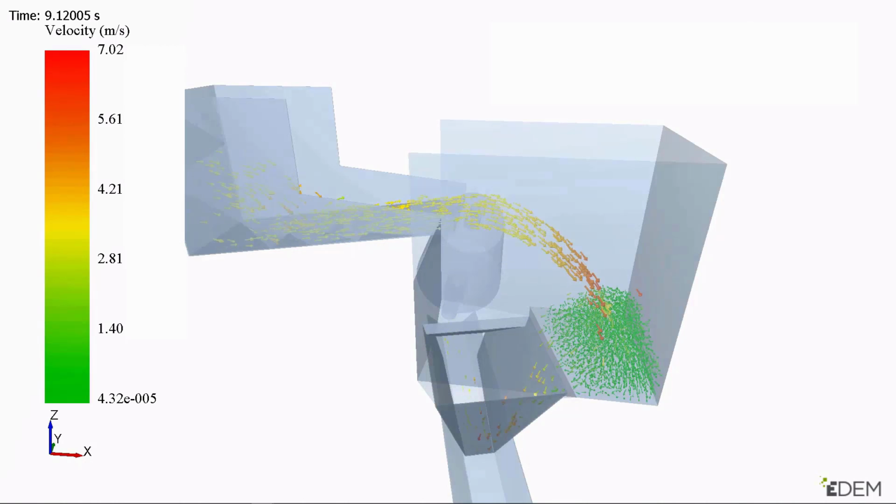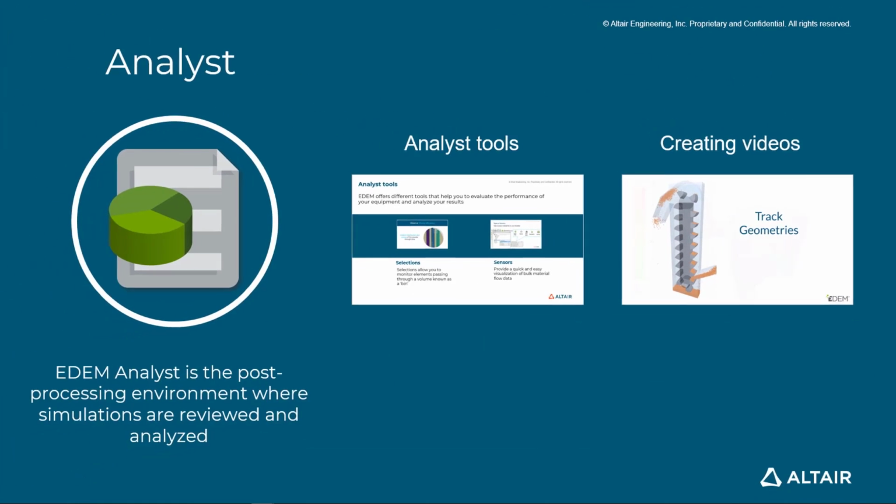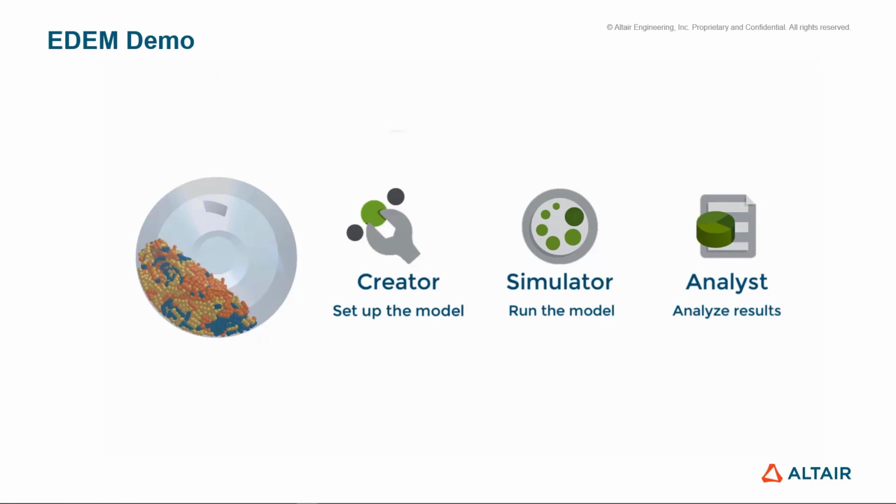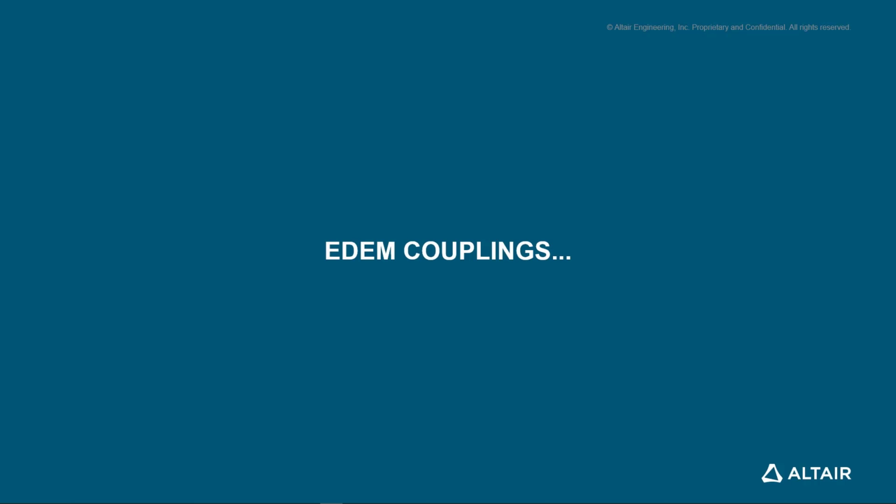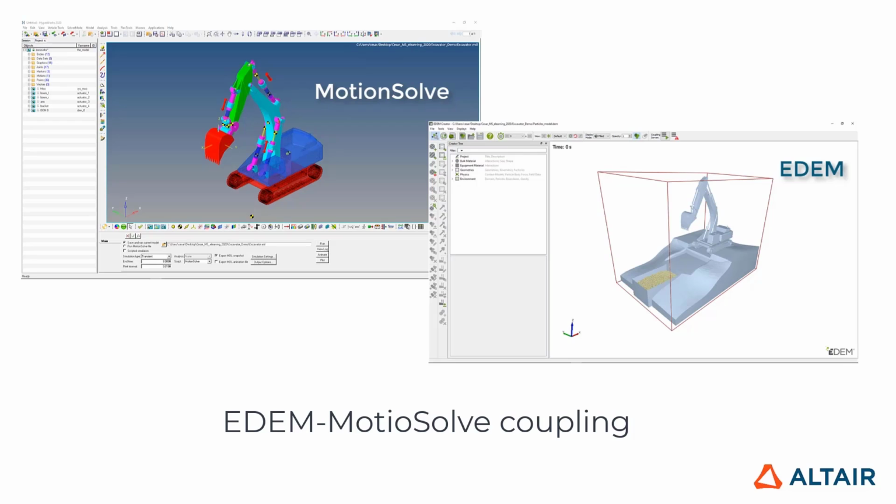And this takes me to the end of the Eden demo, where we cover the 3 components: the Eden Creator, the Eden Simulator, and the Eden Analyst. Now, let's move to the last part of this presentation, that is the Eden and MotionSolve example. Eden can be coupled with other Altair tools, including AcuSolve, SimSolid, and MotionSolve. Today, we're going to see an example between Eden and MotionSolve.